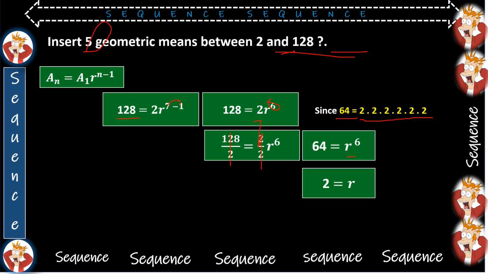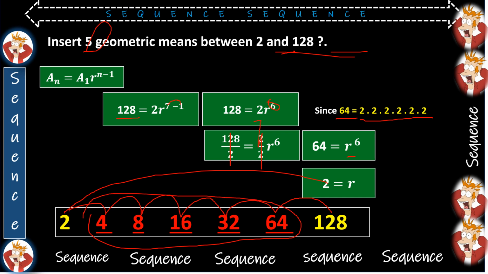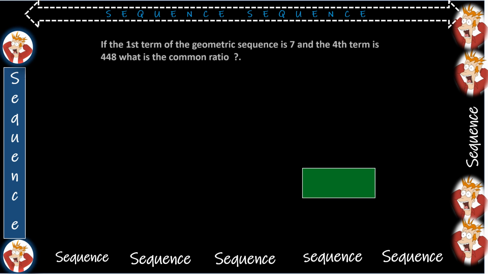Ano daw pong hinahanap? Insert natin yung 5 geometric means. Since ang ating first term is 2, ang ating pong last term is 128, and therefore, ang ating pong 5 terms na hinahanap is we just simply multiply 2 times 2, that's equals to 4, times 2, that's equals to 8, times 2, 16, times 2, 32, times 2, 64, and times 2, 128. And therefore, ito po ang ating pong magiging 5 geometric means na in-insert po natin sa ating pong given problem. Let's solve the next problem.